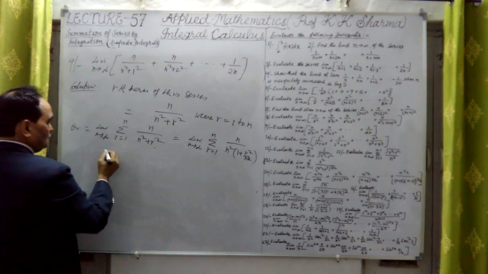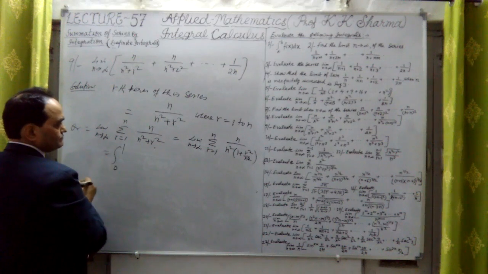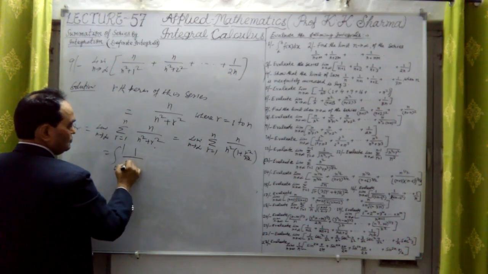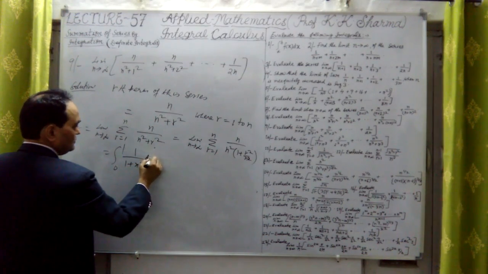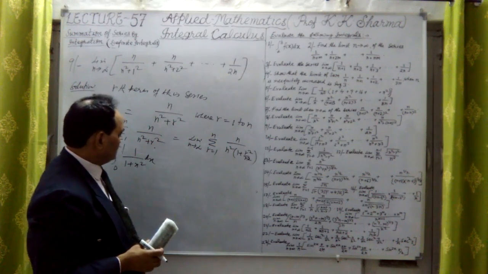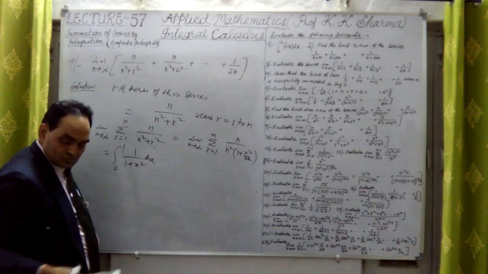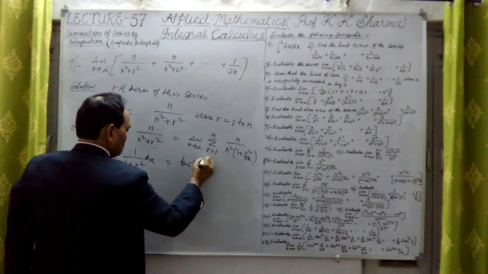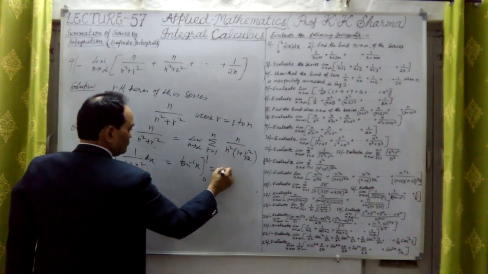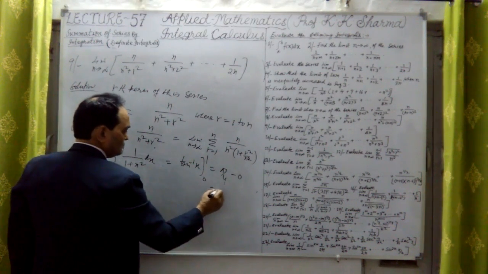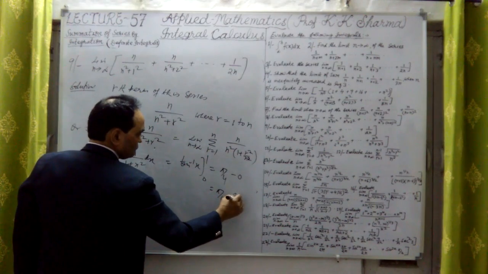Okay, so let me convert this into a definite integral. Therefore, this whole is equal to integral 0 to 1 of 1 upon 1 plus x square dx. So r upon n we put as x. It is tan inverse x, 0 to 1. This answer is also pi by 4, minus 0. Pi by 4 is the answer. I think the same answer is coming out.